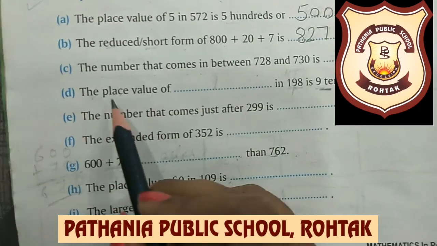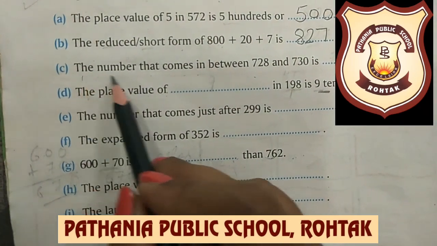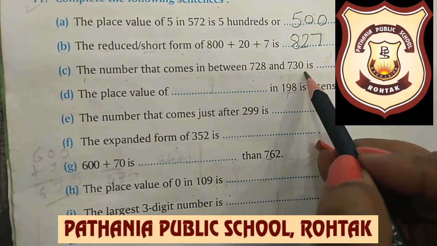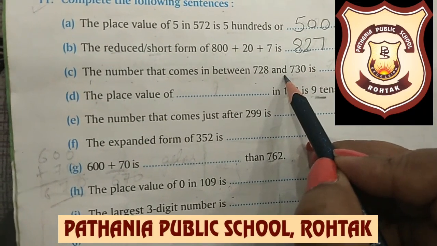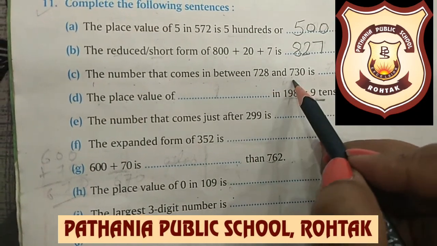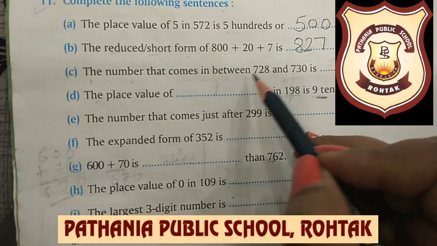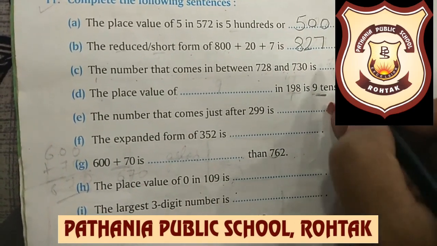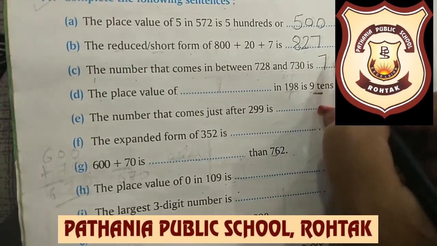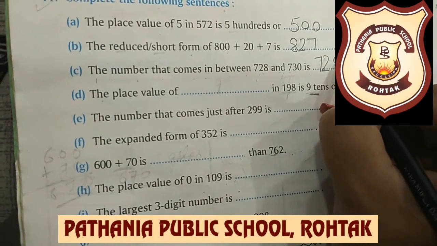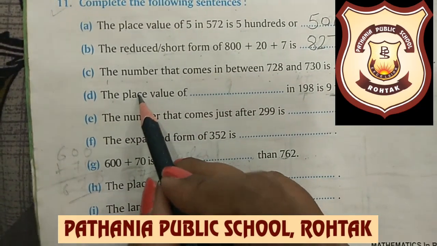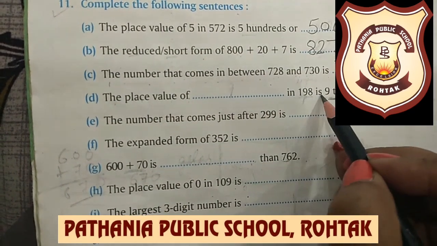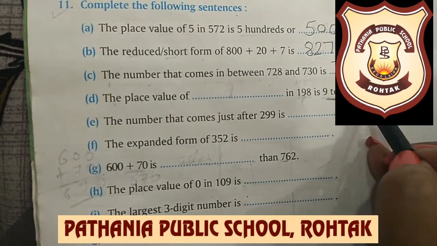827. Now next is asking the number that comes in between 728 and 730 is. Which number is coming in between 728 and 730? Between means after 728 and before 730. That means it is 729. Now next is asking the place value of dash in 198 is 9 tens or 90.